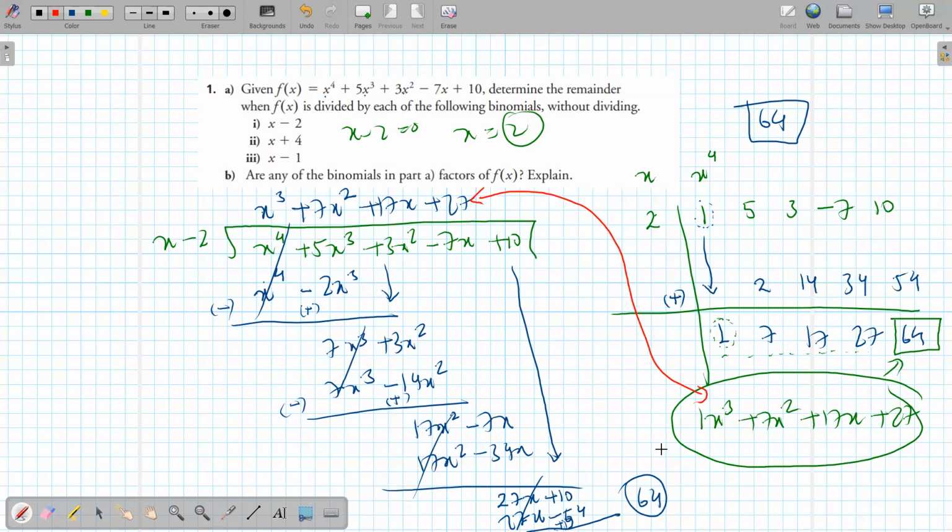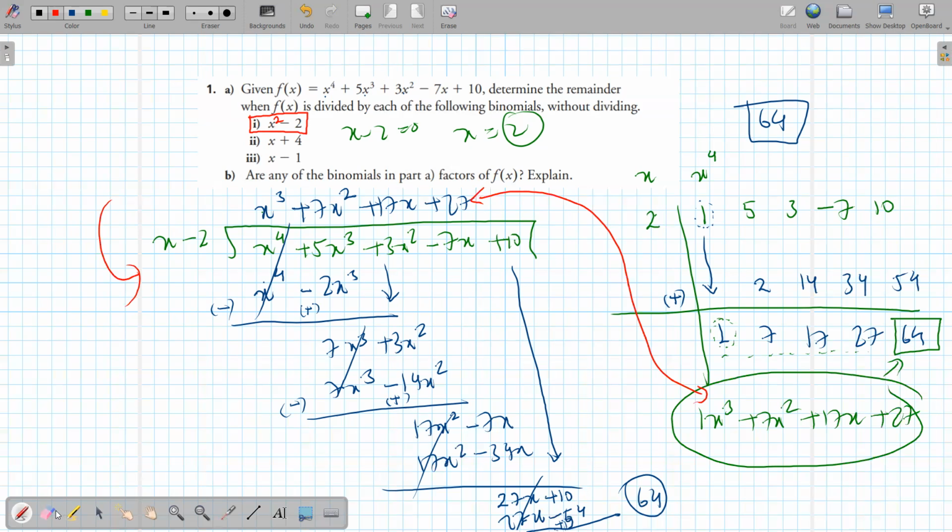Objectively, synthetic is definitely quicker. But when do we use synthetic? It has a restriction. Long division, you can use at any time, right? What's the restriction on the synthetic? Your divider has to be linear. Like if this was x squared minus 2, we could still do long division, but we could not do synthetic.